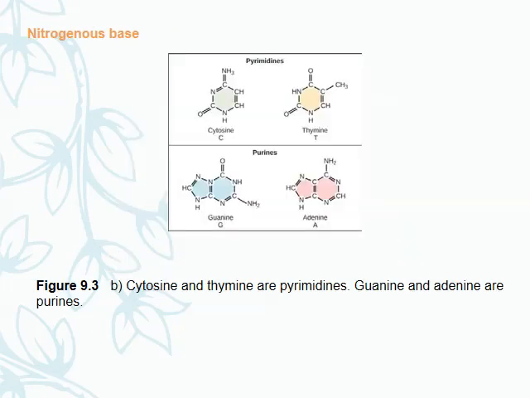This diagram shows the 4 nitrogenous bases found in DNA. Cytosine and thymine are pyrimidines, which means they have a single ring structure. Guanine and adenine are purines, which means they have a double ring structure. In the DNA molecule, one of the smaller nitrogenous bases is paired to the other. Therefore, A goes to T, and C goes to G.